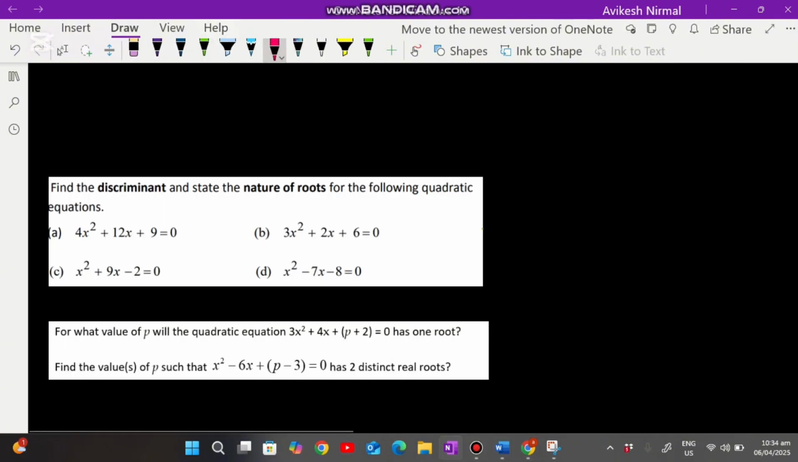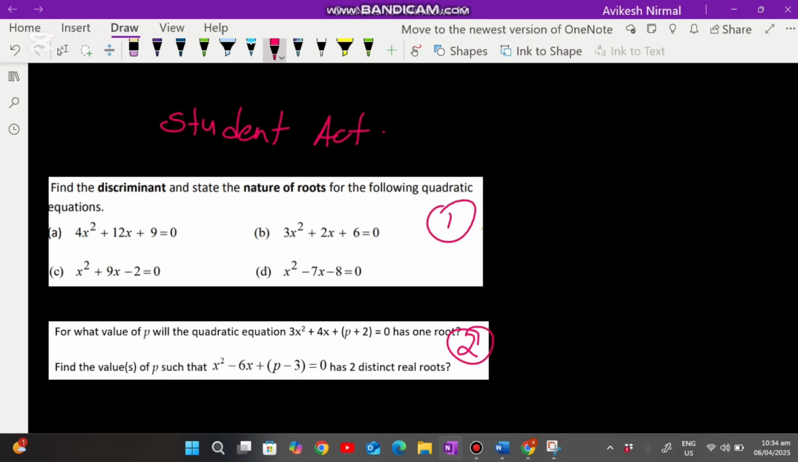So this is a student activity, and you all can try this out. Let's say this is question 1 and this is question 2. It's a good way to get a feel of those examples. So you can solve the problems and drop your answers in the comment section.